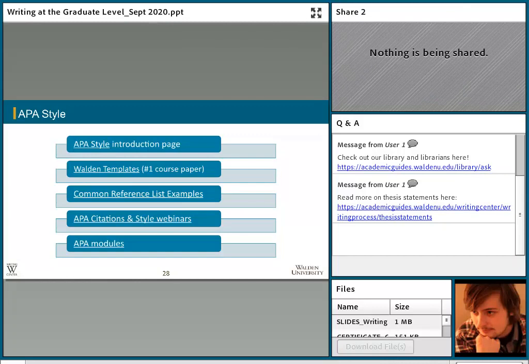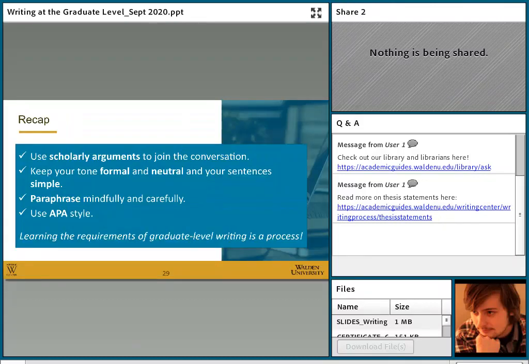Lastly, APA modules, which is more of a test and then check your progress type resource that we offer. If that's more your learning style, if you'd rather be tested on some of these things, that would be something that would be applicable to you as well. But all of this to say that Walden really offers a number of resources that can be helpful for you if this is something that you struggle with. So do take advantage of those. Absolutely.